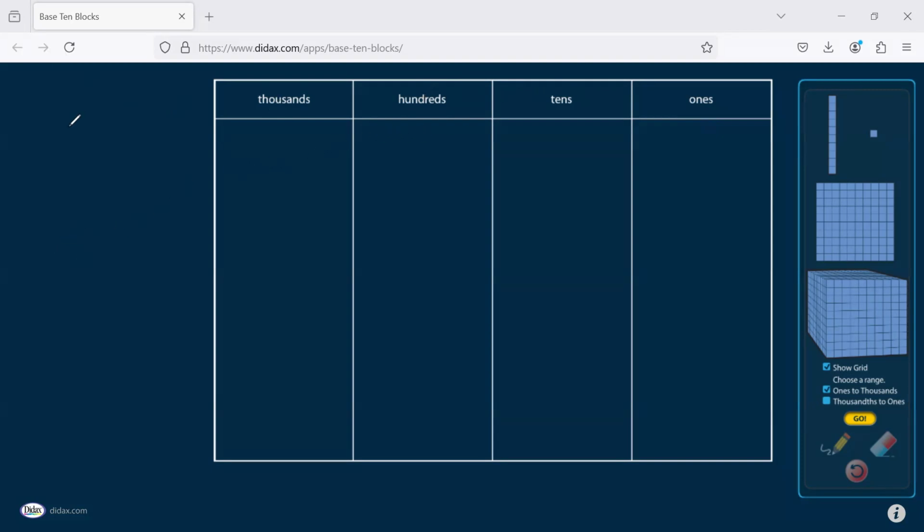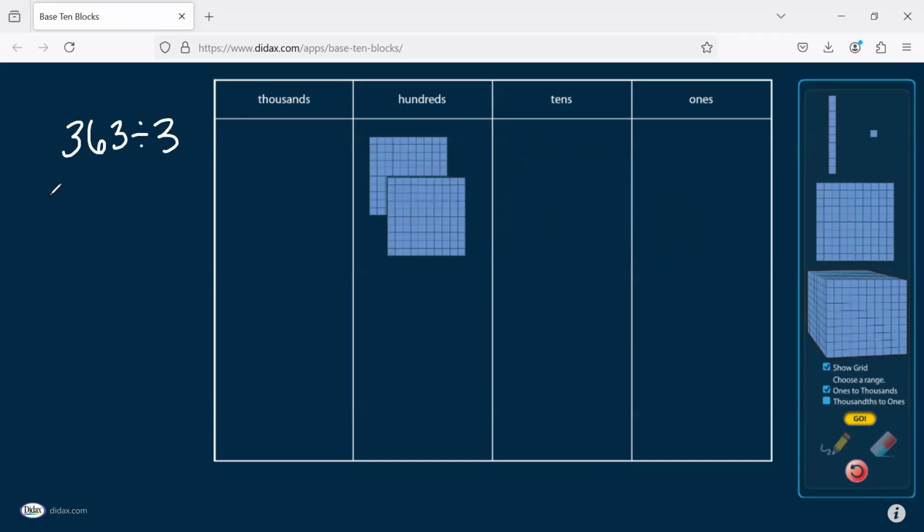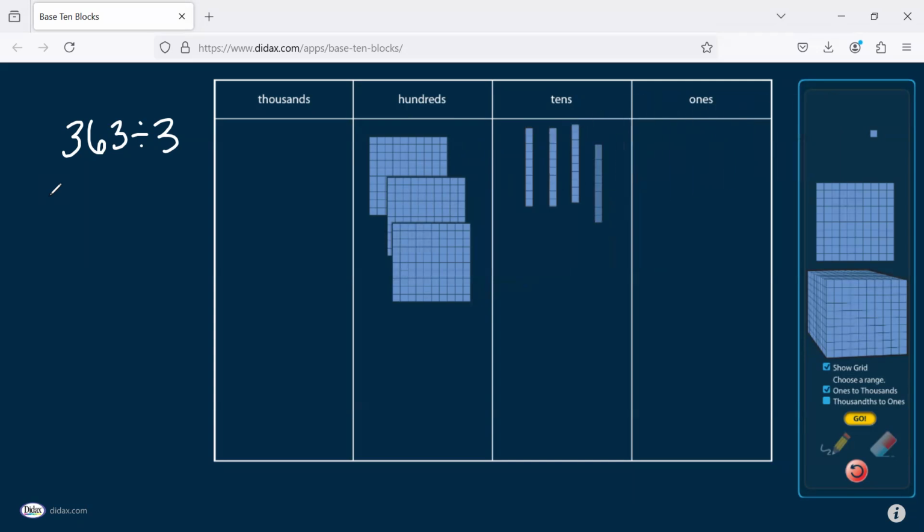Let's say we have 363 divided by 3. Now, some of your students can do long division, and that's great. But let's talk about what's going to happen if they can't. So if they can't, they can drag over 3 100s. They can drag over 6 10s. And then 3 1s. So they are very comfortable with the base 10 blocks. That's what I found with my students.